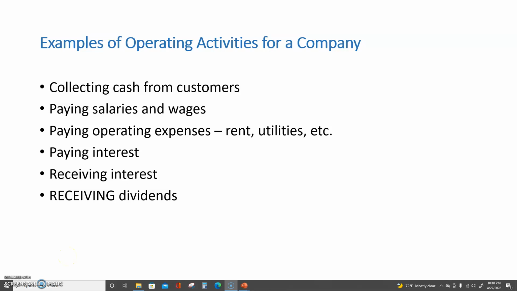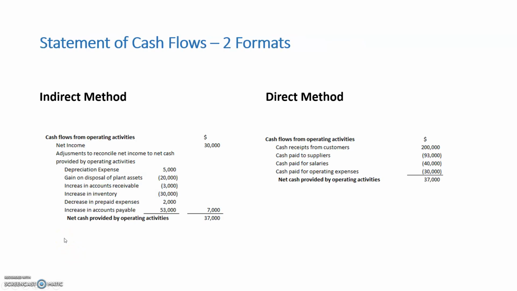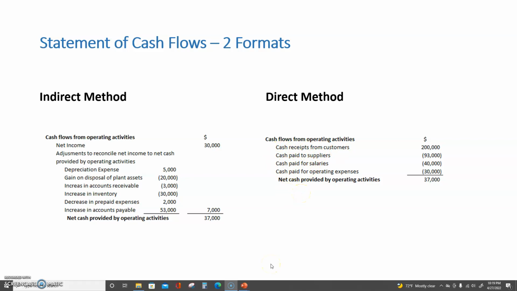All these would be examples of operating activities for a company, and those would be shown in the direct method of the statement of cash flows. So if you look at the direct method of the statement of cash flows, you will see those items listed out separately. The format of the indirect method looks something like this. So we'll start with net income. We'll have adjustments to reconcile net income. Again, don't worry about what these numbers are at this point. All I want you to be aware of is what is considered an operating activity.